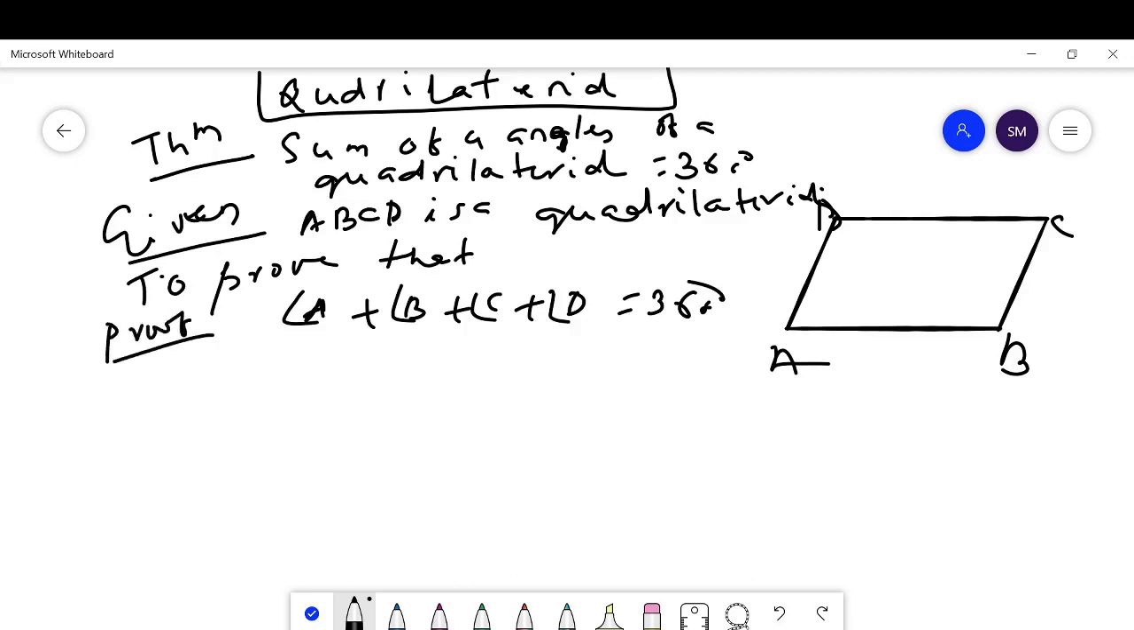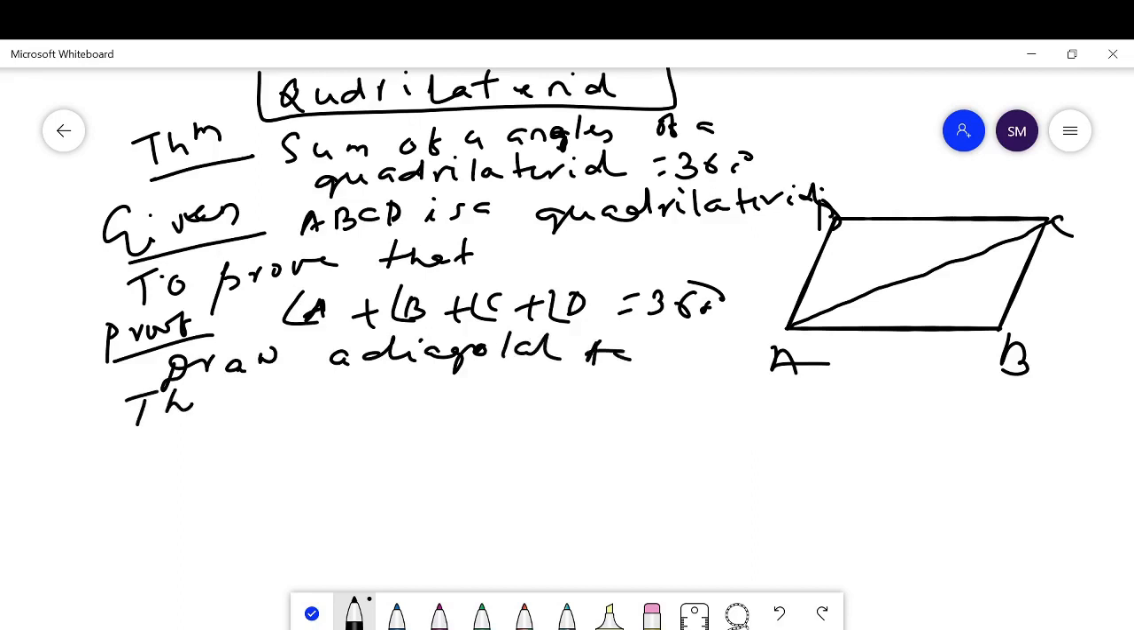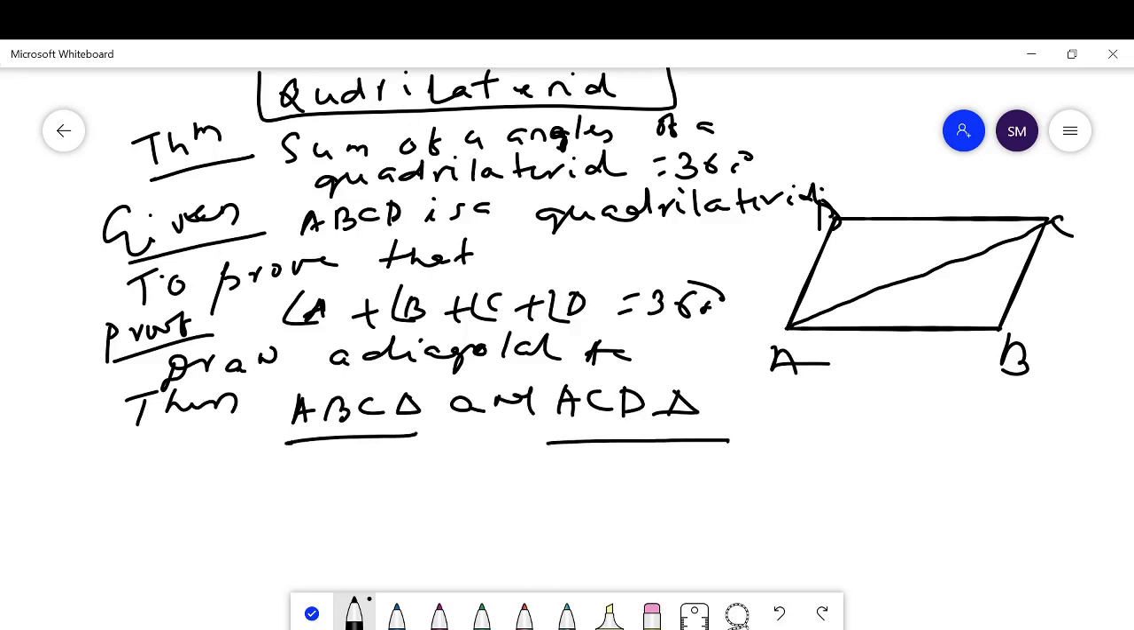Draw a diagonal AC. Then the quadrilateral is divided into two triangles, triangle ABC and triangle ACD. Here the quadrilateral ABCD is divided into two triangles, ABC and ACD.